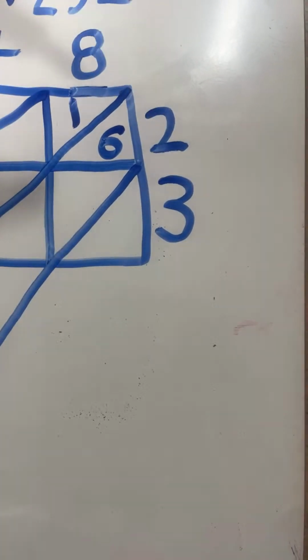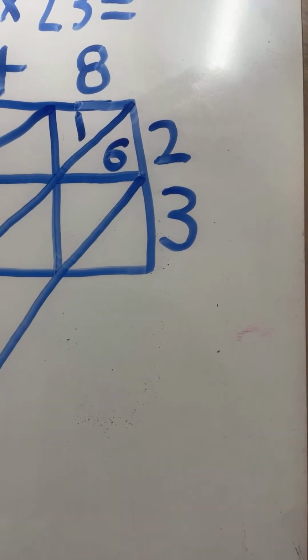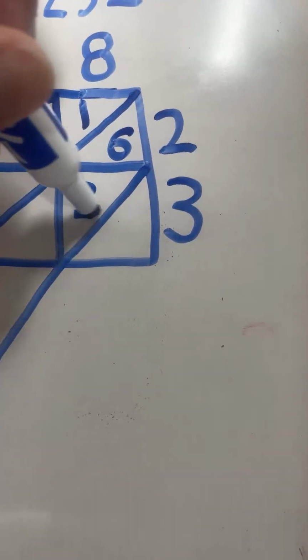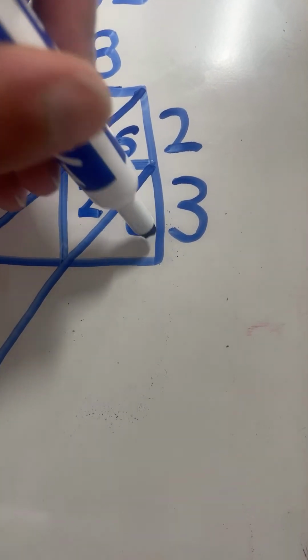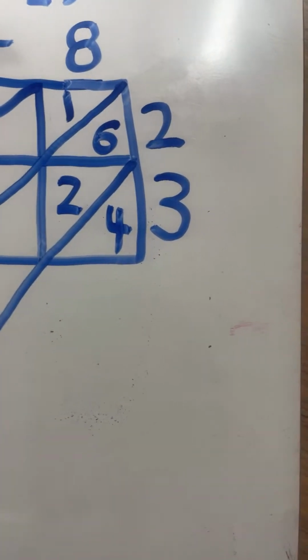Next, we're going to multiply 8 times 3. The answer to 8 times 3 is going to go in this bottom square. 8 times 3 equals 24. So 2 in the top triangle, 4 in the bottom triangle. Each answer goes in a square. Each digit within our answer goes in a separate triangle.